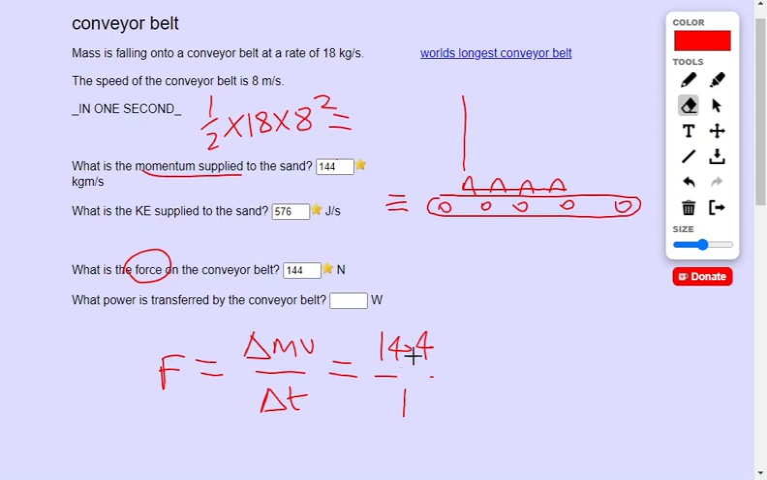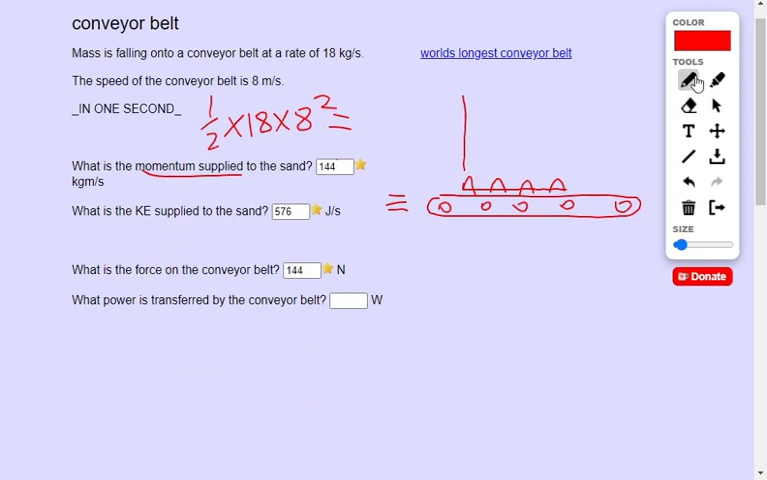And then to get the power of the belt, we use power is force times velocity. And that's going to be 144 times the velocity of the belt, which is 8. And that gives us 1152, which is double the kinetic energy per second.